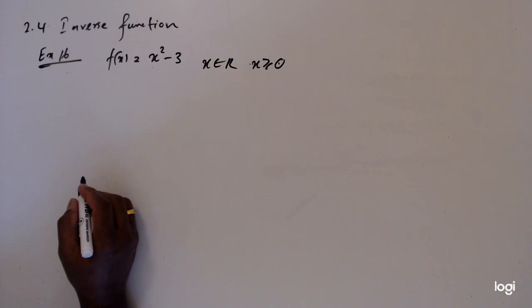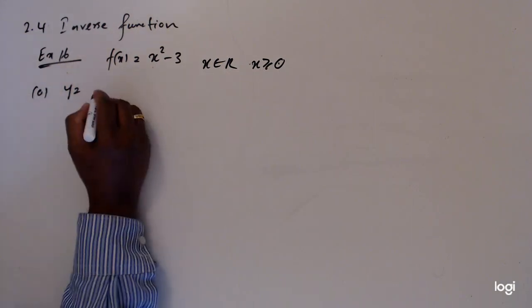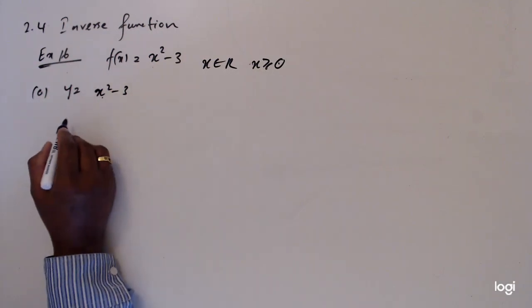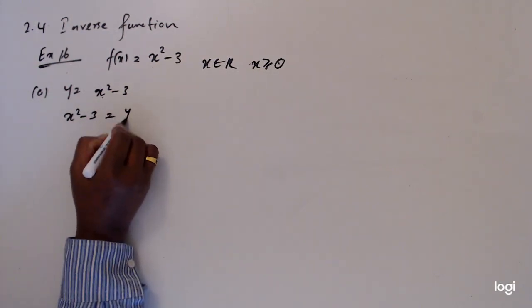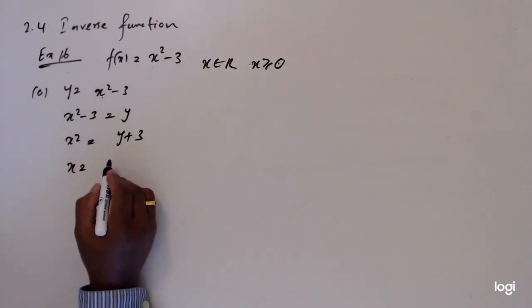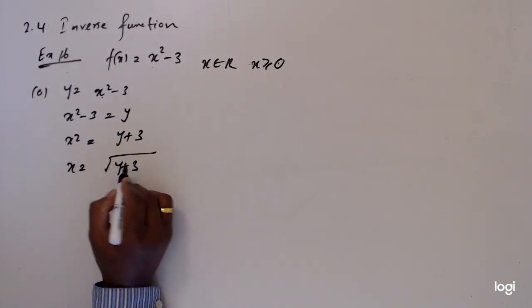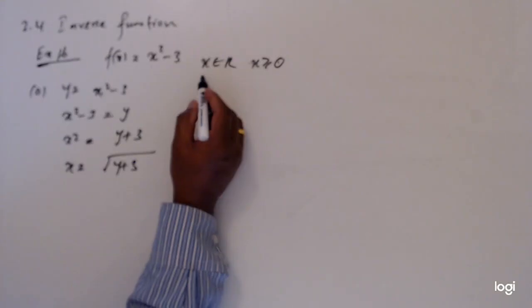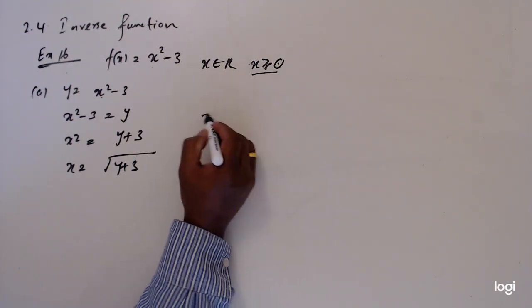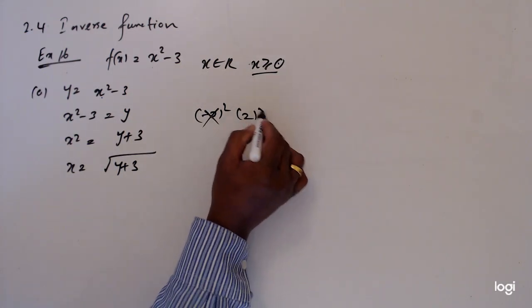Example 16, first we need to find the inverse function. So y equal x square minus 3, and then we have to make x the subject. So x square minus 3 equal y, so x square equal y plus 3, x equal square root of y plus 3. We know that all x values are greater than 0, so there is no minus 2 square like that. Only positive values.